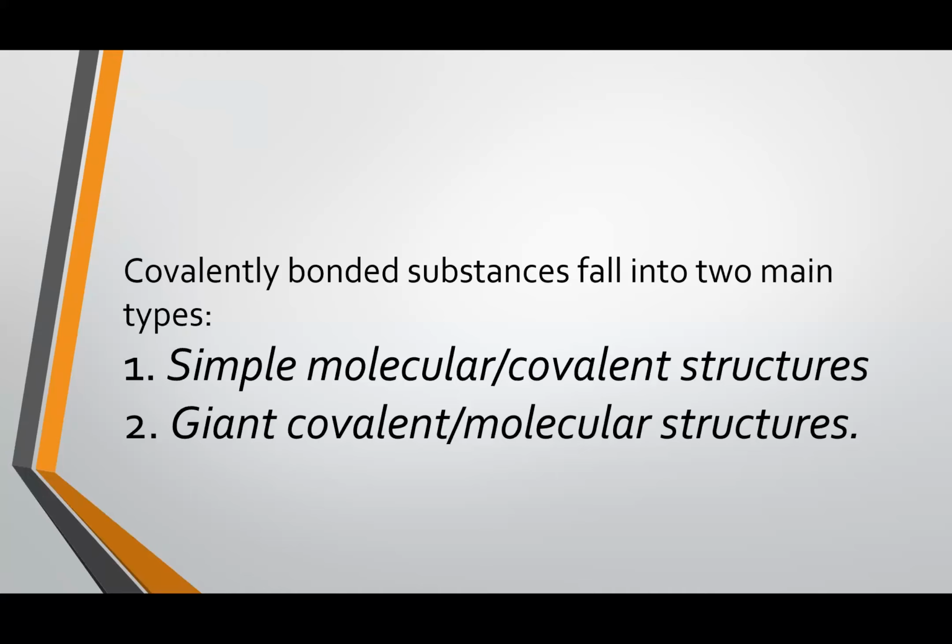Normally, covalently bonded substances fall into two main types. The first one is simple molecular or covalent structure, and the second is giant covalent or molecular structures. Now let's have a look at the details of each structure.